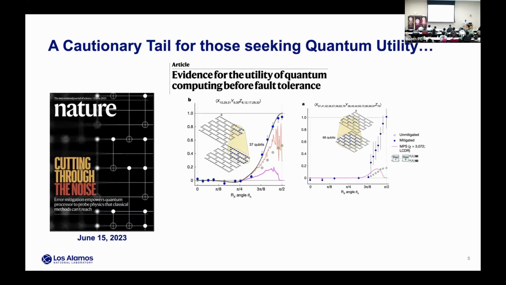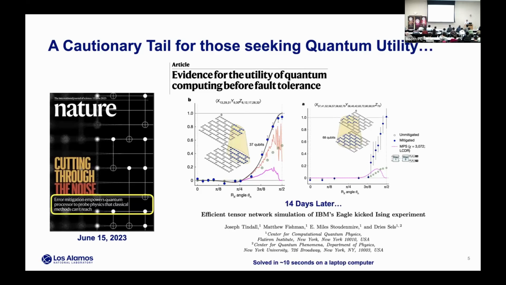But I do want to also raise this point, which is kind of a cautionary tale for those who might seek quantum utility. Some of you might have caught wind of this big announcement from last summer, where basically an IBM-led paper said there was evidence for utility of quantum computing before getting a fault-tolerant quantum computer. It was such a big paper, it got the cover of Nature. And the Nature subtitle says, error mitigation empowers quantum processors to probe physics that classical methods can't reach. And I think based on the paper, that is a fine claim to make.